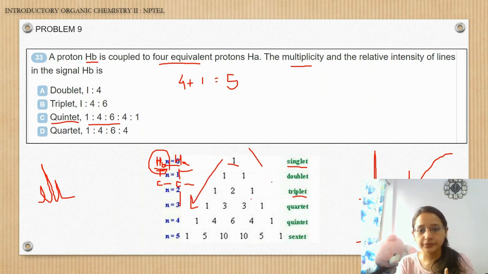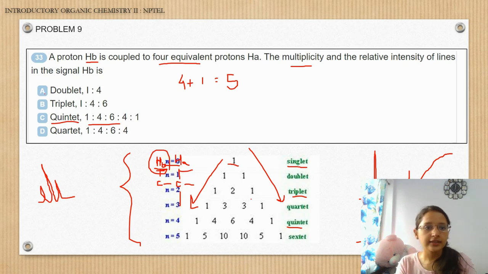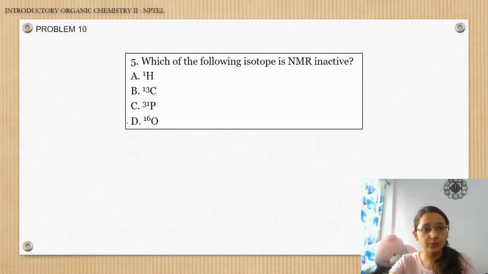So when we are discussing the quintet, for the quintet we have the intensity 1 is to 4 is to 6 is to 4 is to 1. If you have knowledge of this particular triangle, then you can easily answer this. So just remember this triangle, and the correct option here is quintet with the intensity of 1 is to 4 is to 6 is to 4 is to 1. Is it clear for everyone? Yes, ma'am. Okay, so I'm coming to the next problem. That is the last problem of this session, guys. I will be meeting you in the next session.